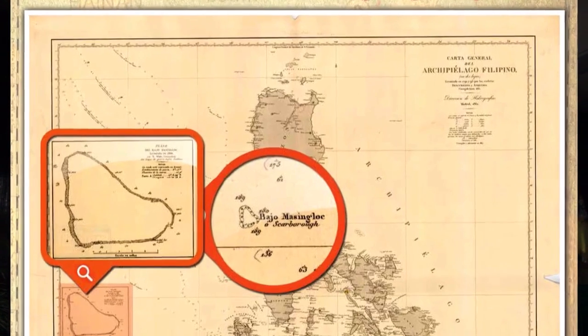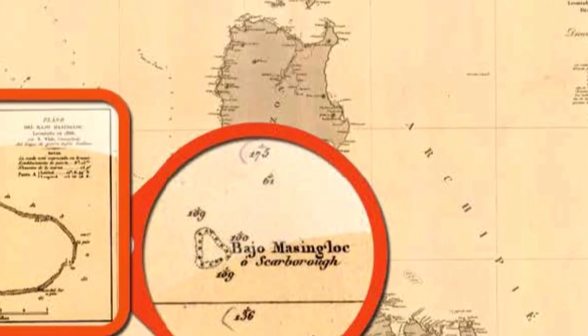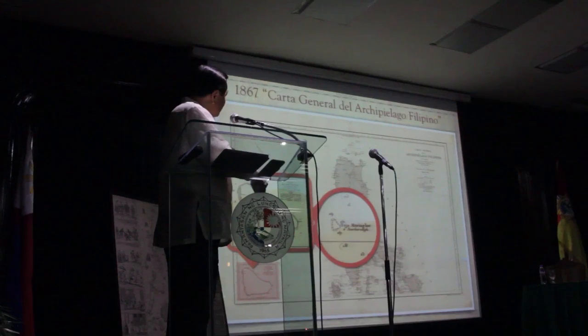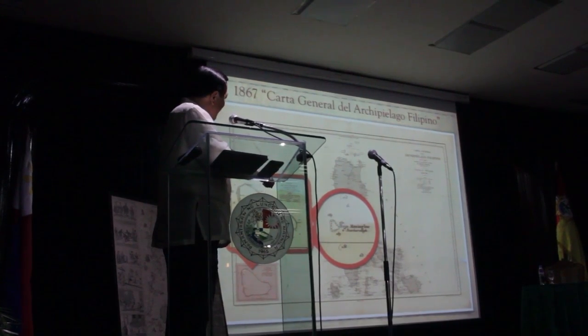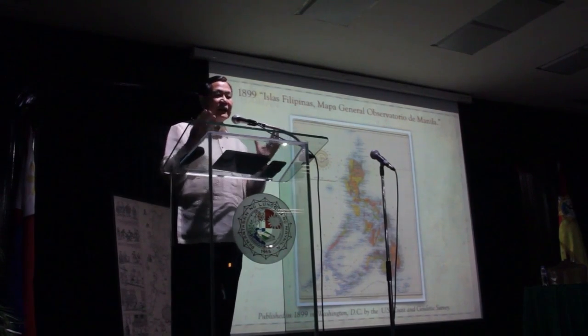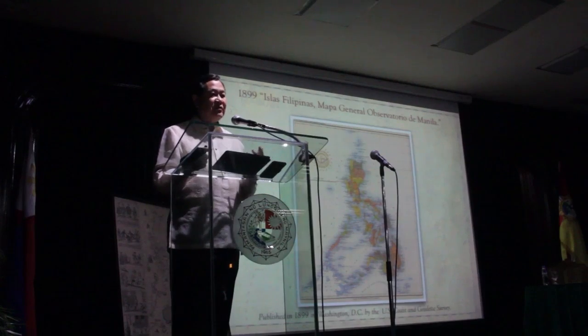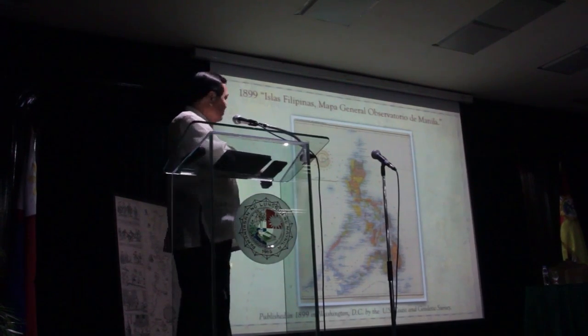1867. It shows it now has a name, Scarborough, Bajo Basilio. This is a Spanish map. Those are not the only maps. I just had to compress it. I have a catalog of all these maps, so many maps showing Scarborough Shoal as part of the Philippines. But I cannot present all of them here.